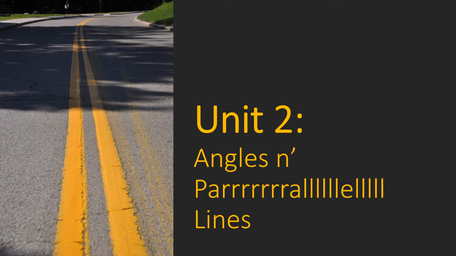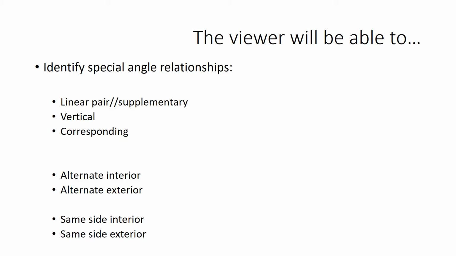Okay, hello. Welcome to Unit 2 of Geometry. We've been talking about angles and line segments and all that. So right now we're going to get into some parallel lines. By the end of this video, I hope that the viewer will be able to identify special angle relationships, and they are those. Now you already know the linear pair and supplementary and vertical. We don't know corresponding or anything else yet, but we will.